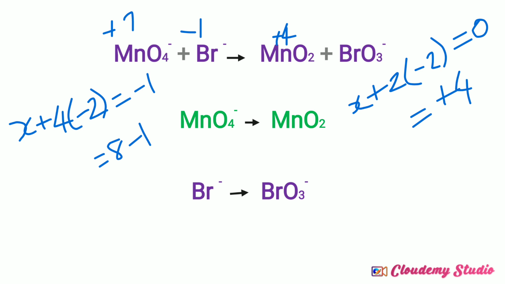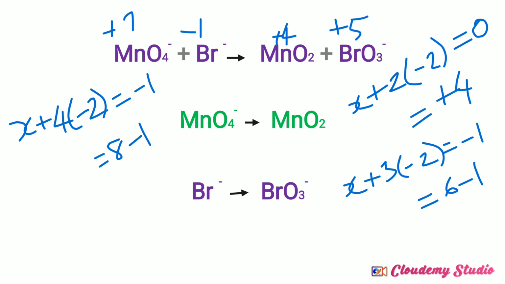Then the oxidation number of bromine in bromate ion, what will be that? X plus 3 times minus 2 is equal to minus 1. This is also a polyatomic ion, its charge is minus 1. So on simplification, X is equal to 6 minus 1, therefore it will be plus 5.